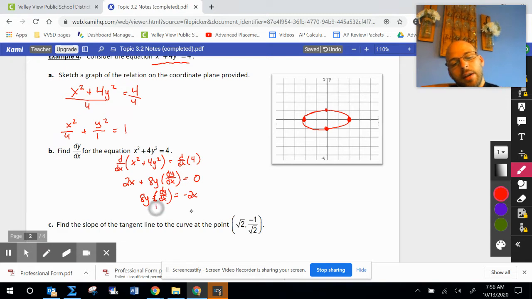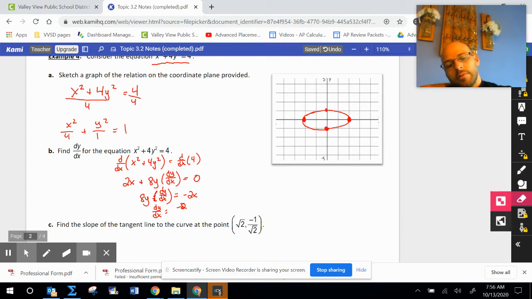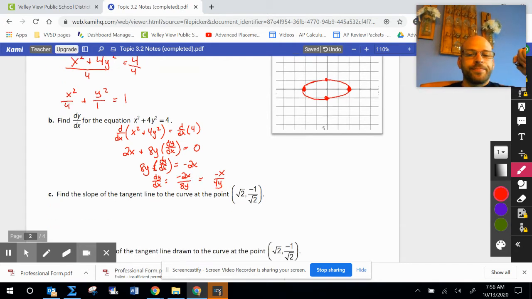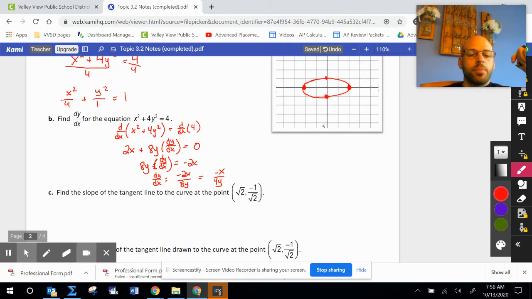And then divide by the 8y. So I get a negative 2x over 8y. And if you want to reduce that, you can say a negative x over 4y. That would be appropriate. So now it says find the slope of the tangent line at the point square root of 2, comma, negative 1 over square root of 2.